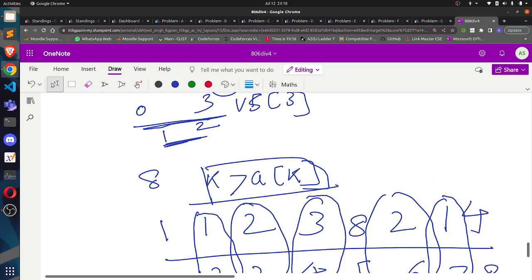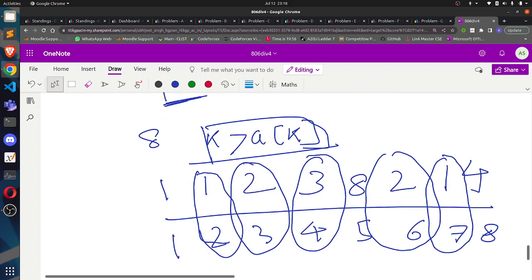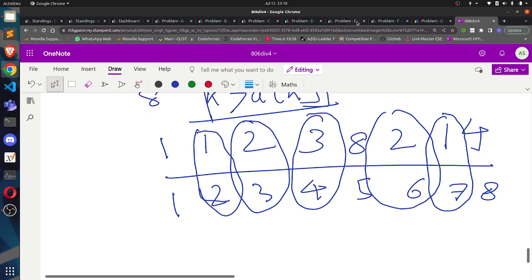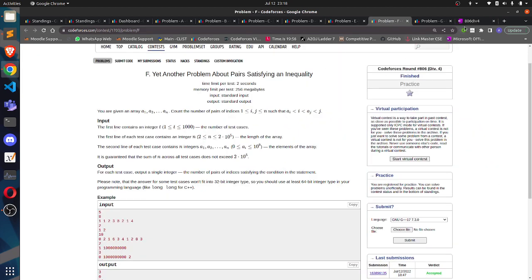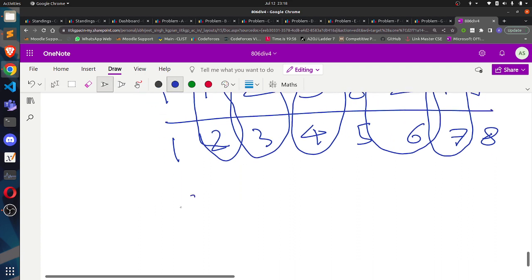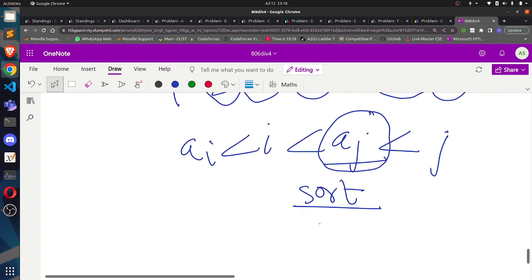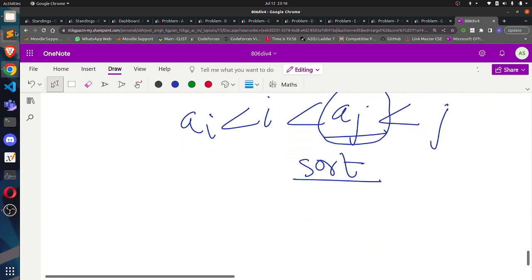based upon A[i] greater than i, A[j] greater than j. So in one of the pair of vectors, I will store based upon the value of A[j] and sort it. And after sorting it, what I will try to do is store it in 2 different vectors.